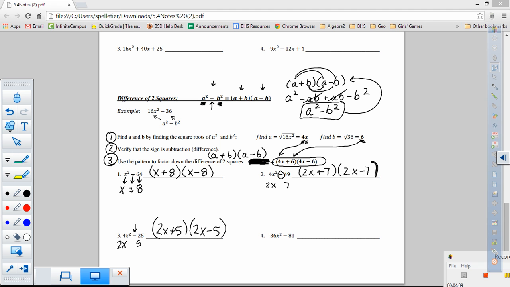What times itself gives you 36? 6. What times itself gives you x squared? x. What times itself gives you 81? 9. They are a difference. So difference of two squares breaks down to a plus b times a minus b. 6x plus 9 times 6x minus 9. So you have one of each. Okay, difference of two perfect squares.